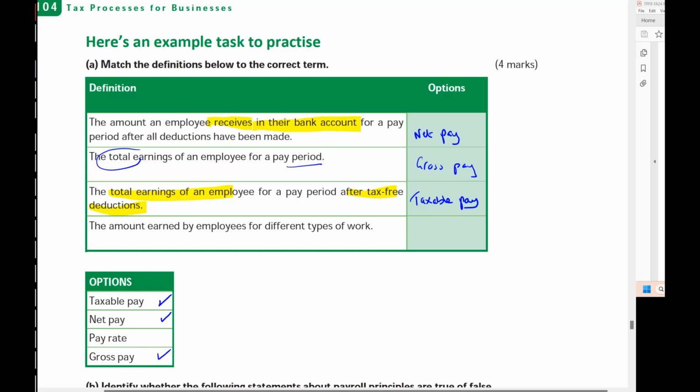Then the amount they earn for different types of work would be their pay rate. They may get paid a certain amount for normal hours, a different amount for Sundays, or it could be based on the type of work that they're doing. If they're working in one department, they might get a certain pay, and doing a different job, they get a different pay.